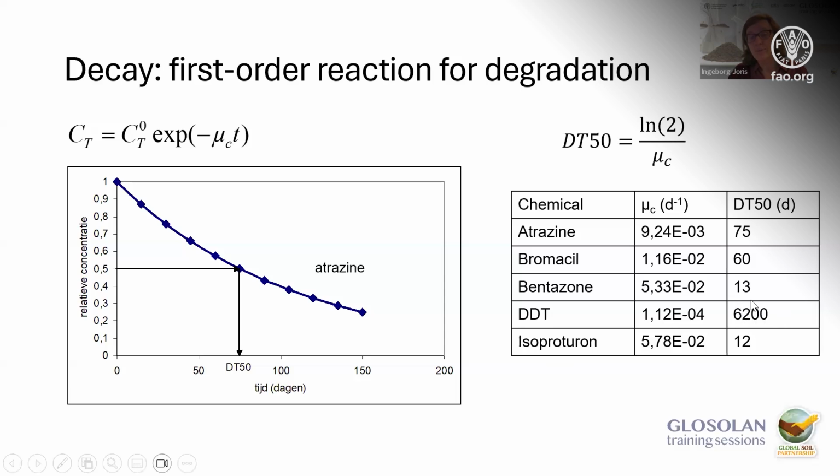DDT is a persistent and non-mobile substance. This means that it stays in the environment and it stays in the soil. It doesn't go to the water phase. It stays in the soil almost forever. You can tell this from the constants that we had.